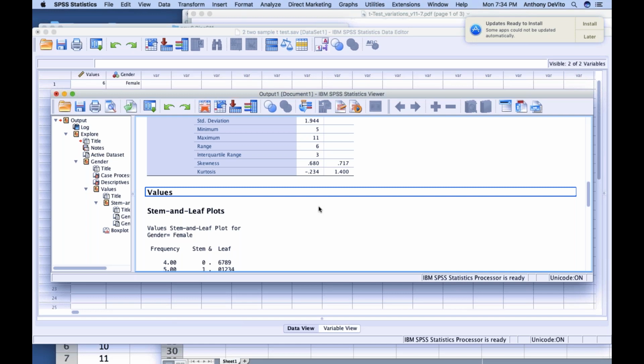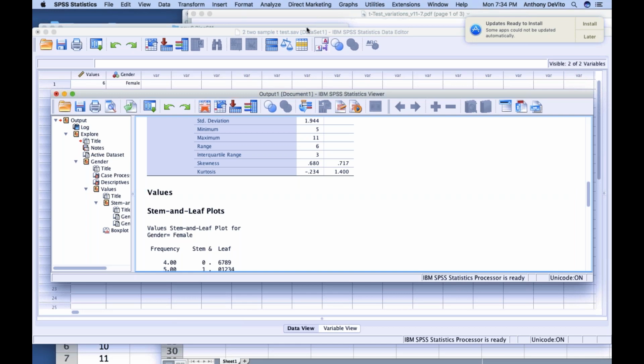Of course, we did it in like 1/100th of the time it took to do it in Excel, right? So this is why we like programs like SPSS.